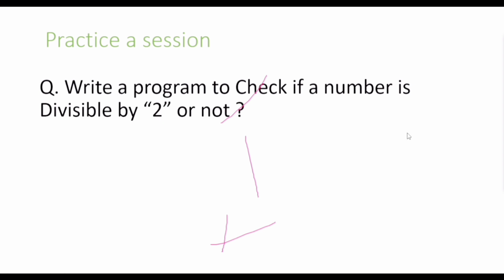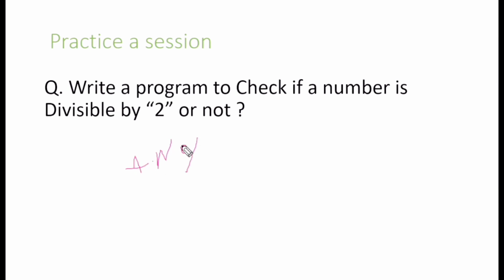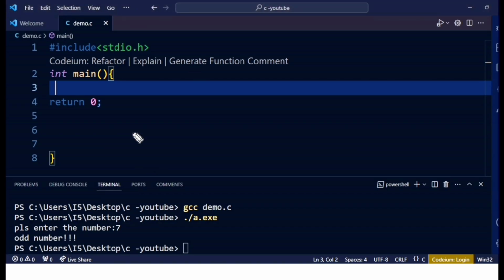Now we will see some practical programs. First, a program to check if a number is divisible by 2 or not. This is a practical, you can also practice, and before practicing you think. If any number is taken modulo 2, why do we use modulo? The modulo operator returns the remainder value. If the remainder is equal to 0, then it is an even number, or else, if it is other than 0, it is an odd number.